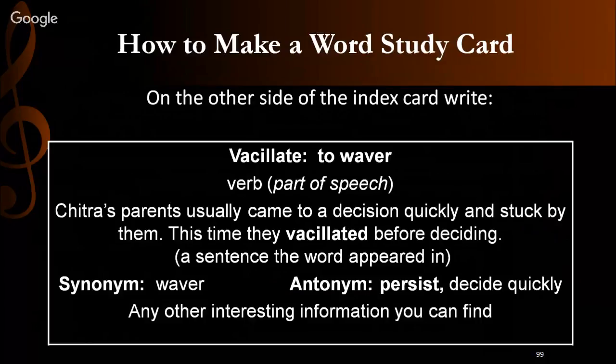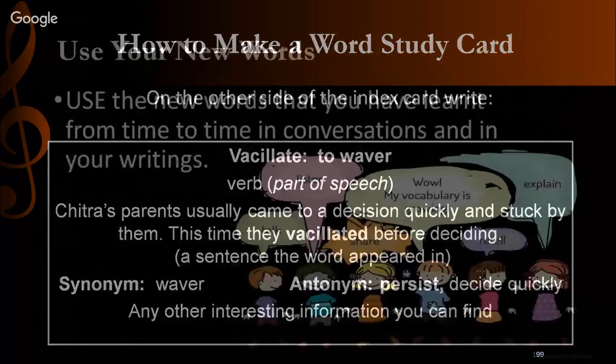Chitra's parents usually came to a decision quickly and stuck by them. This time they vacillated before deciding. The sentence where the word appears. So you use the word in a sentence. Synonym, waver. Antonym, persist. Decide quickly. And if you have any other piece of information to add, you're welcome to add that as well.